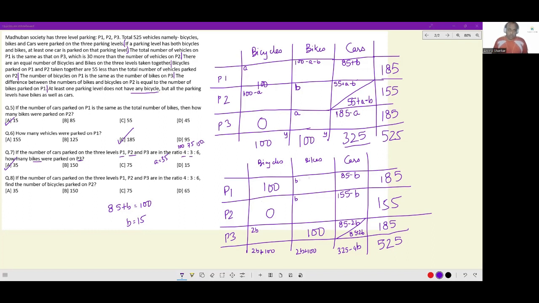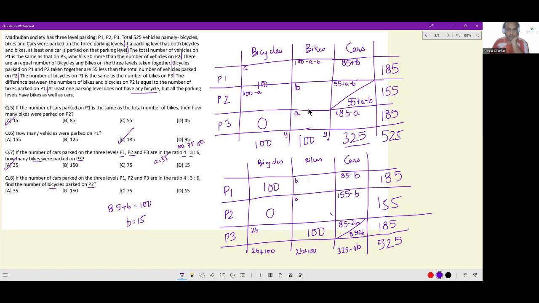So nice, both the cases are useful for us. Finally, if the number of cars parked on 3 levels, P1, P2 and P3 are in the ratio 4:3:6, again, it will not be the second case, it will only be the first case. So essentially, the entire framing of the second case is proven to be useless because everything is coming from the first case only. Find the number of bicycles parked on P2.